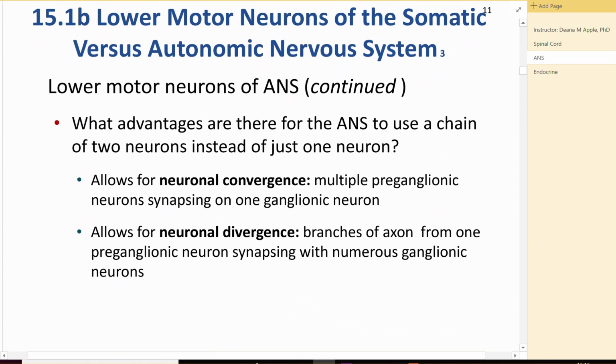So using this 2-neuron chain allows for neural convergence. This allows several preganglionic motor fibers to synapse onto one ganglion. What does that infer for us? If we have several sources coming in to one ganglion, which is going to send out information to a specific tissue, what does that give us the capacity to do?